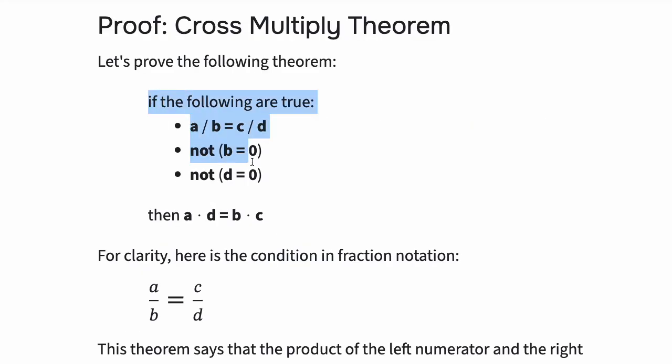Let's prove the following theorem. If a over b is equal to c over d, and b and d are not 0, then a times d equals b times c. For clarity, here's the condition in fraction notation. This theorem says that the product of the left numerator and the right denominator is equal to the product of the left denominator and the right numerator.